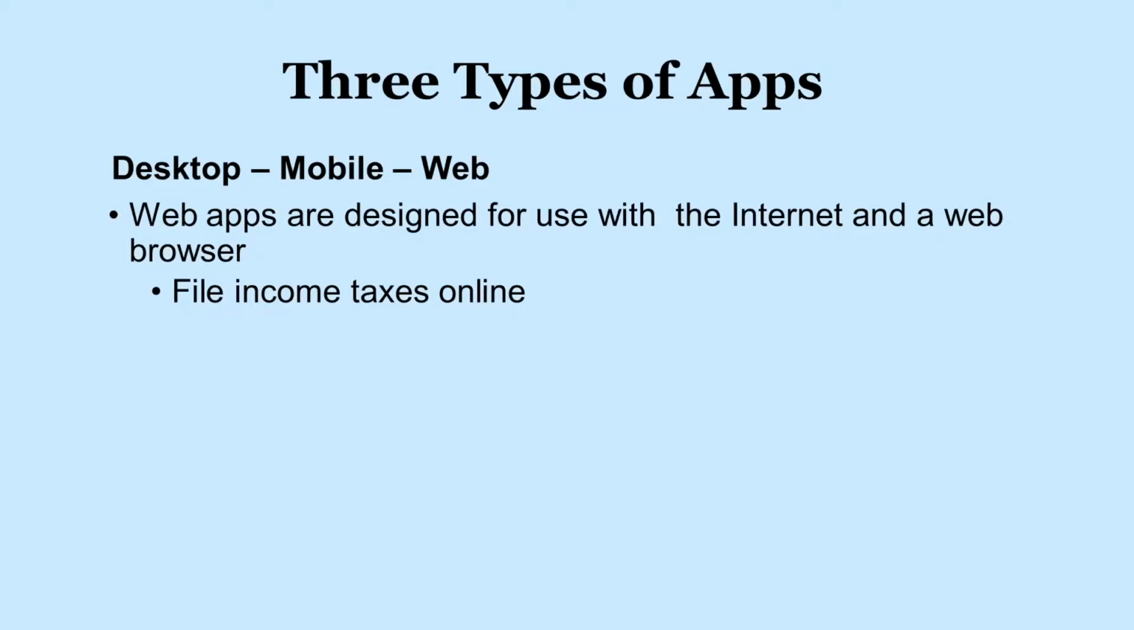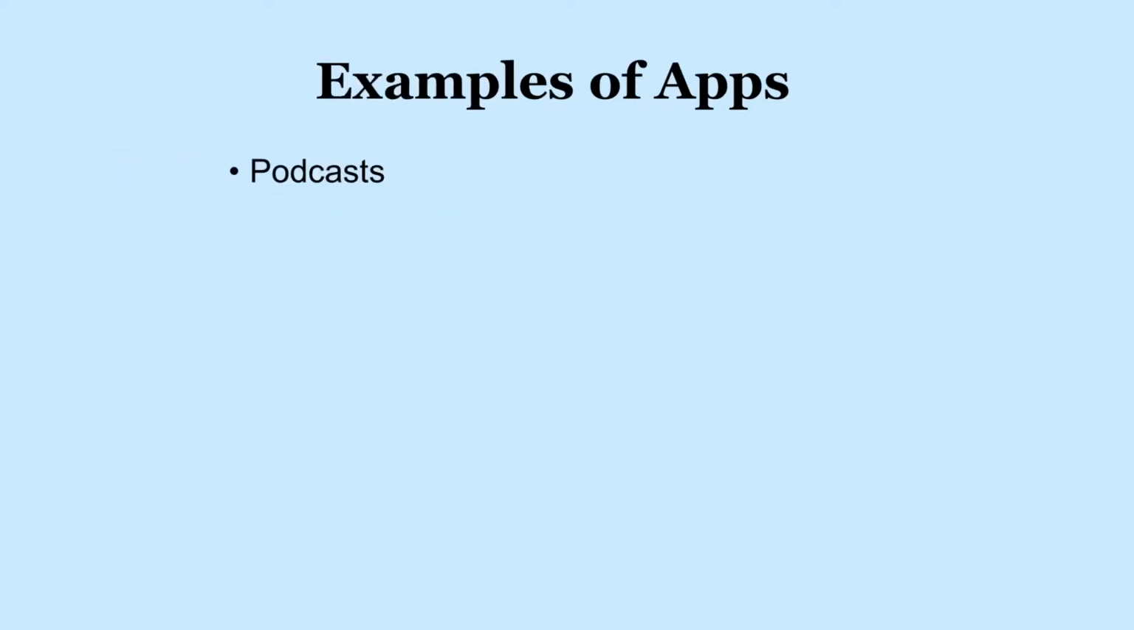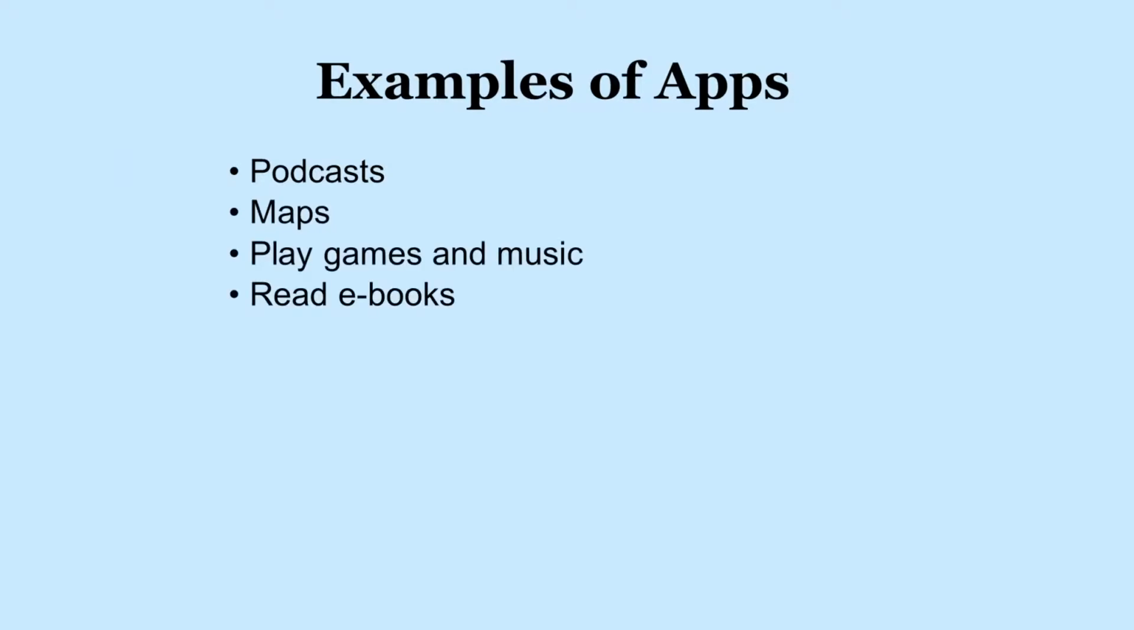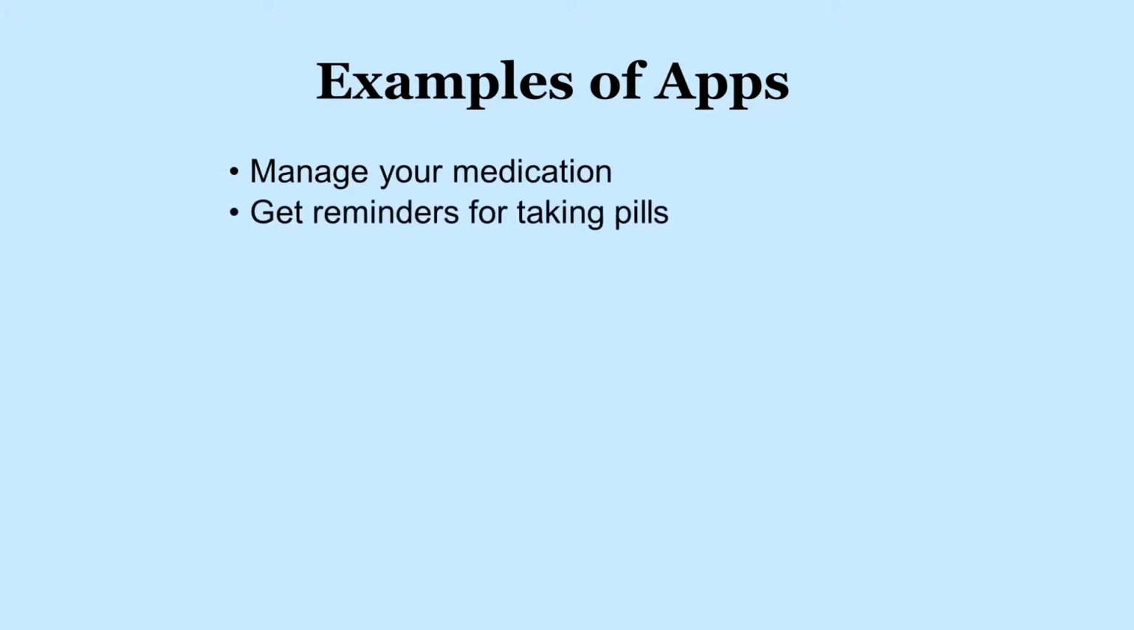You can use them for the following, if not more. This is not inclusive. You can file your income tax online, manage your finances, have text and video chatting, calendars, a to-do list, podcasts, maps, games, music, read ebooks. That's my favorite. I love to read ebooks. Watch videos, shop online, plan vacations, meals, medication.